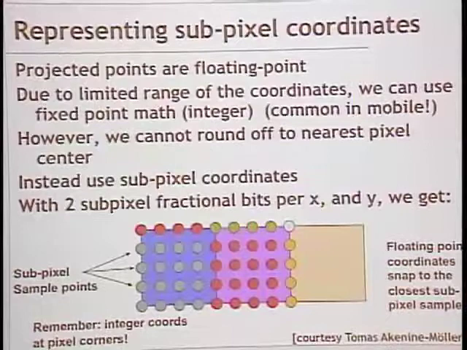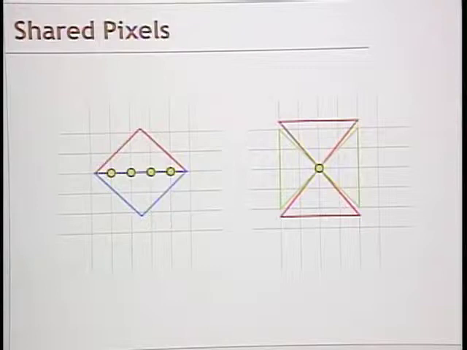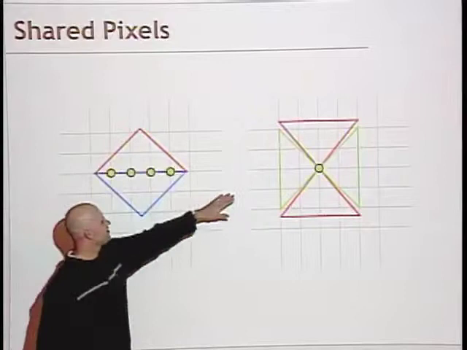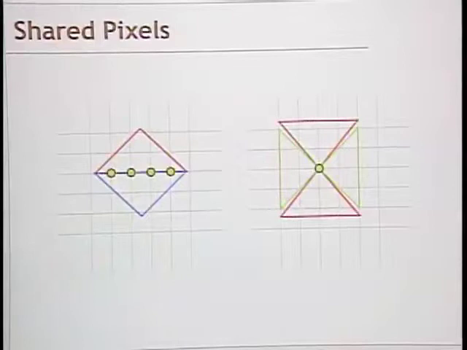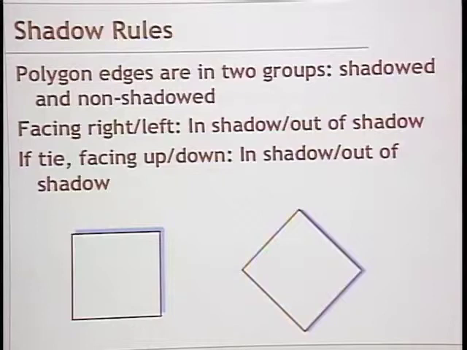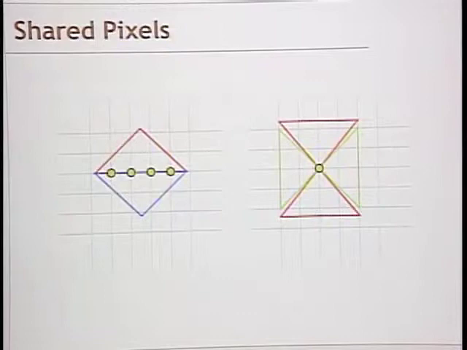Okay. So, how do we do the one over there? How do we pick which one to do? Okay, it would be the green triangle on the left. Okay, and why do you say that? Because it's on the right, and facing right, it's in shadow. Okay, so you want to draw the ones where it's not in shadow. Okay, so under the shadow rules that I had here, this is probably the one that would want to draw it.